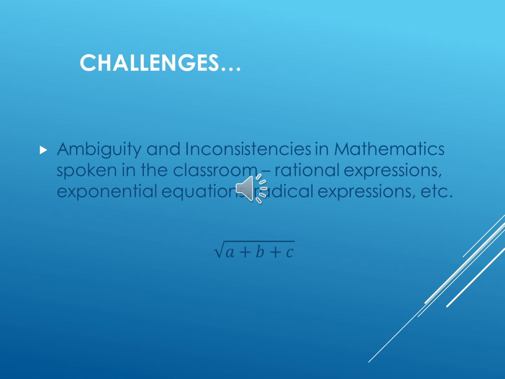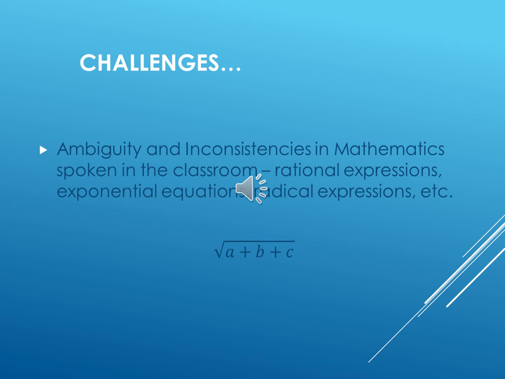Foremost to the challenges that a student with visual impairment encounters in his or her math class is the ambiguity and inconsistency of spoken math. As you have noticed in our priming activity, there are really several expressions or several concepts, several symbols in math that if we utter them can be prone to ambiguous or to different interpretations.